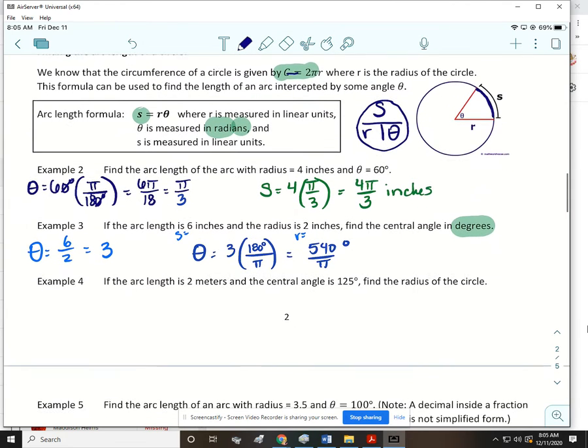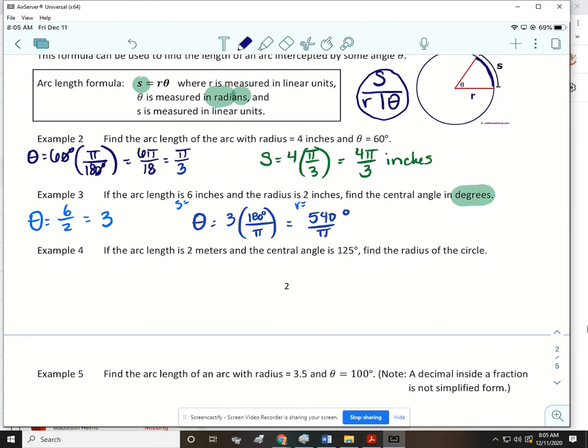All right. And then on this one, we have the arc length and the central angle, and we want to find the radius. So when we're looking for the radius, we divide the arc length by the central angle, or by theta. Now, theta is not in the right unit, so we'll take our 125 degrees and change it to radians by multiplying it by pi over 180 degrees.